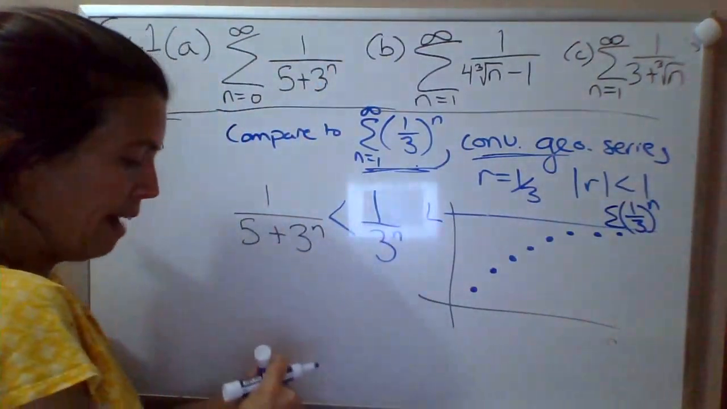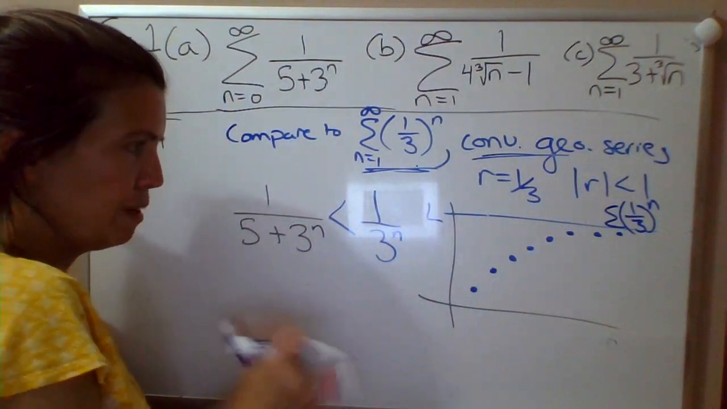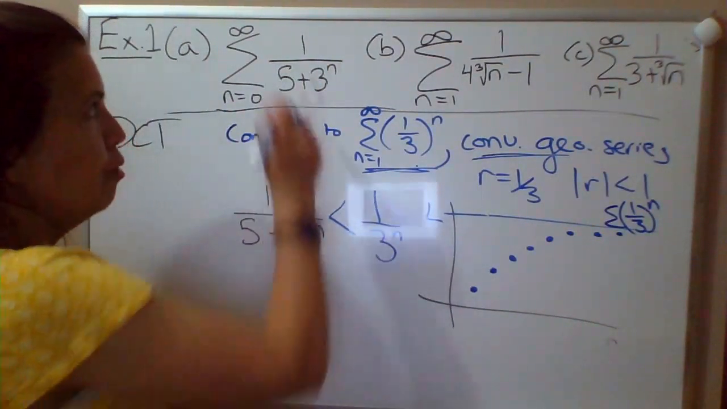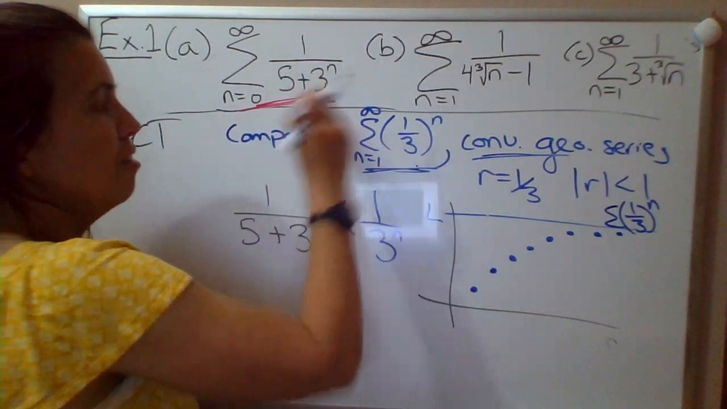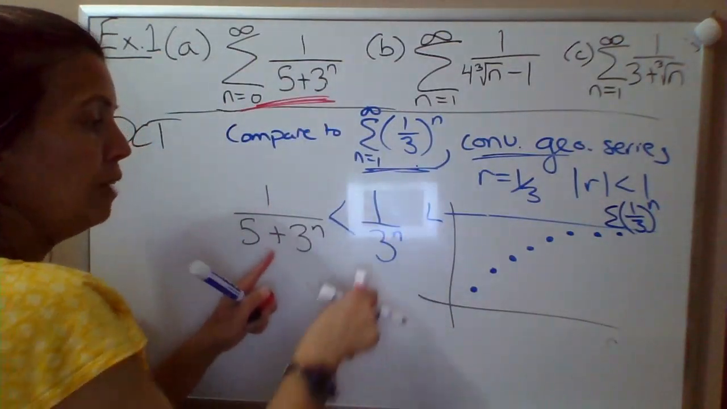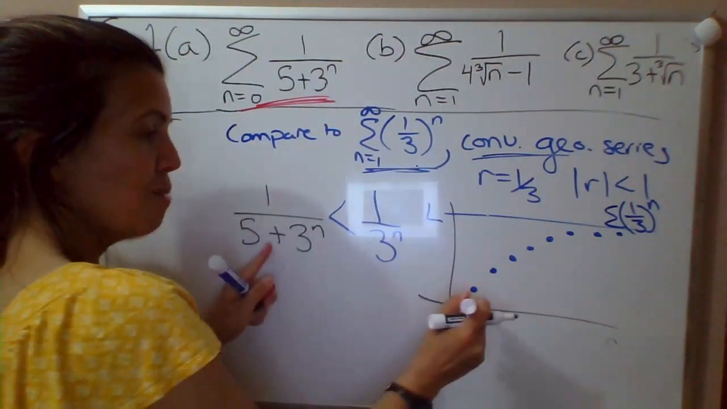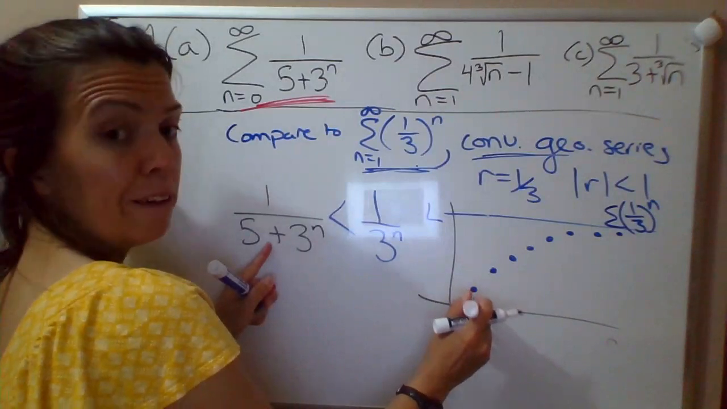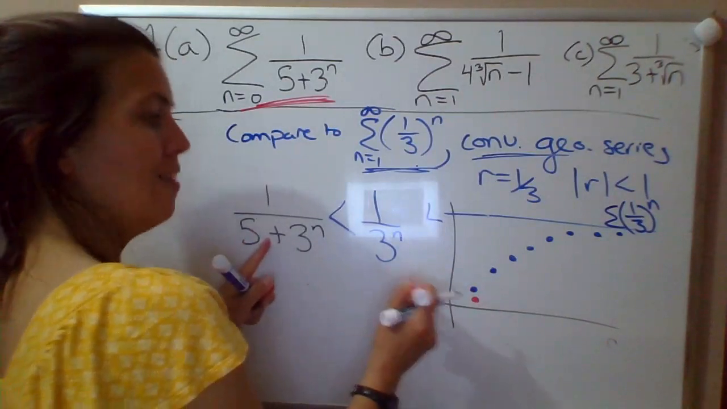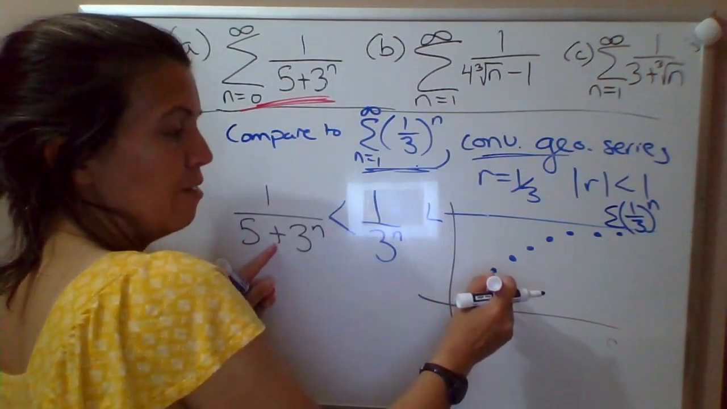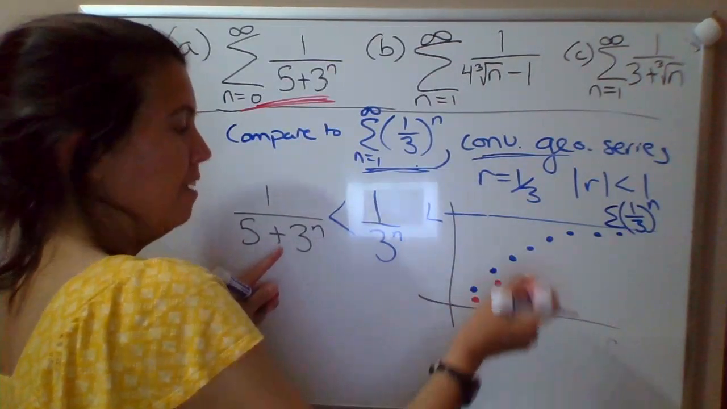Now, I don't want to use black because the contrast doesn't show up enough. I'll use blue for the partial sums for this series. So I know that when n equals 1, this is smaller, so the first partial sum is going to be smaller. When n equals 2, again, this is smaller, so I'm adding a smaller amount, then the second partial sum is going to be smaller. Okay, and so on.